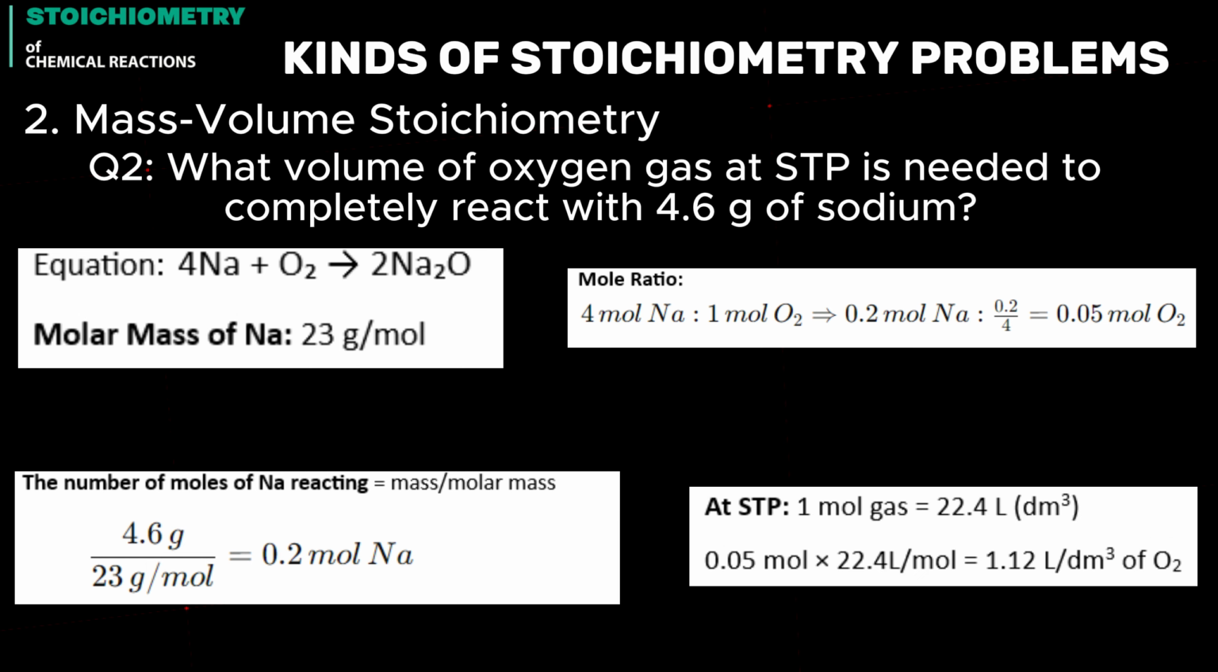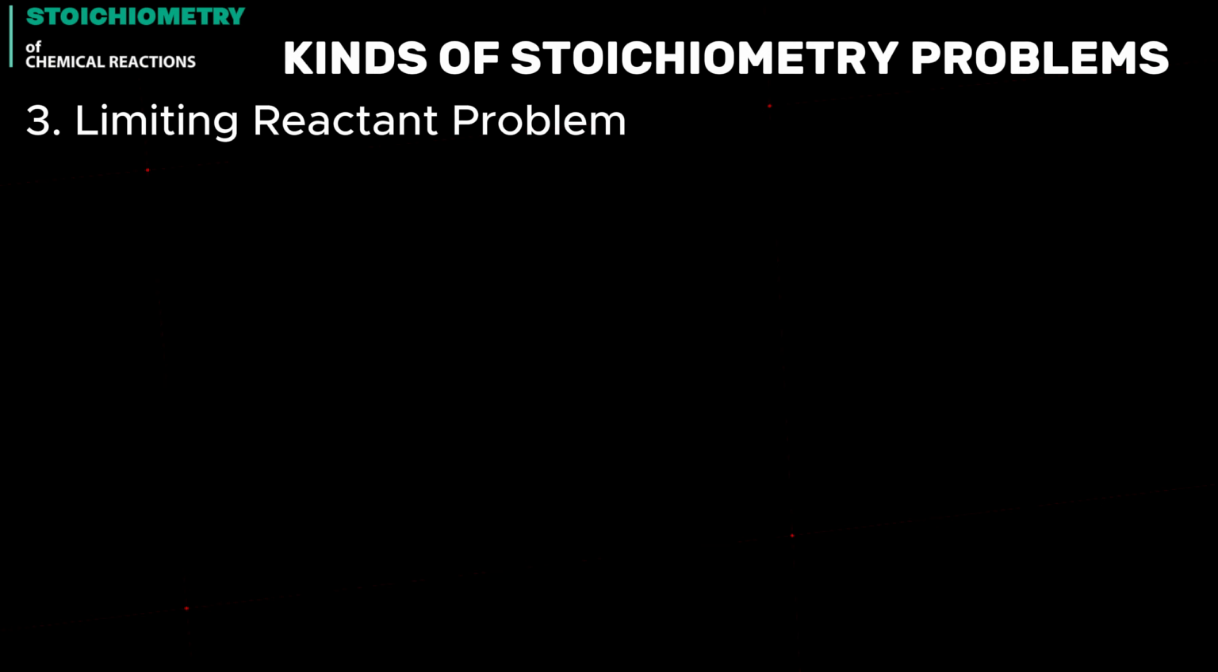Then at standard temperature and pressure, the gas occupies 22.4 liters or 22.4 dm3. So we simply multiply the number of moles of oxygen, 0.05 moles, multiplied by 22.4, and we have 1.12 liters or dm3 of oxygen. Number 3, limiting reactant problem.